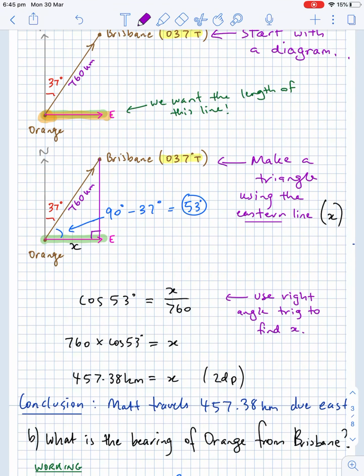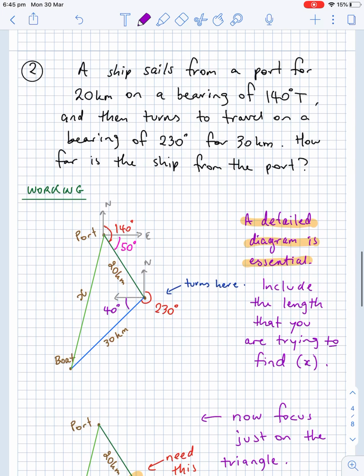Okay, so moving on. Question 2. A ship sails from a port for 20 kilometres on a bearing of 140 degrees true, and then turns, really important that he turns here, to travel on a bearing of 230 for 30 kilometres. How far is the ship from the port? Okay, so a lot to take in here. Typically, a lot of people struggle with this, and the reason they struggle is because they have a tough time with these sorts of diagrams. I know it does look like a lot, but we will get there.